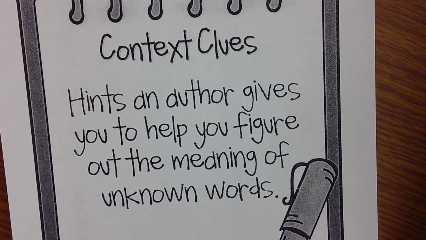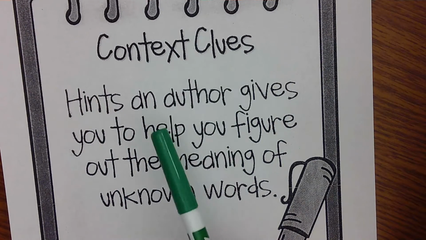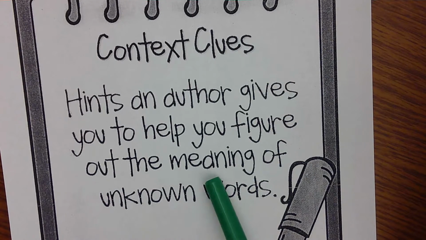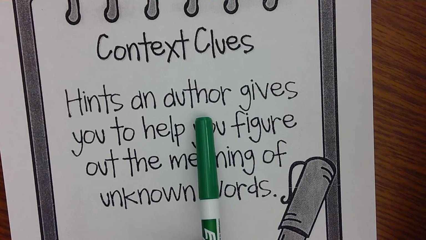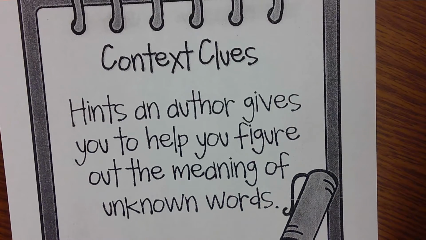So context clues are hints or clues that an author gives you to help you figure out the meaning of unknown words. So when you come to a word that you maybe can't read or you don't understand the meaning of it, you need to look for clues. Look for hints that the author puts in that sentence or passage to help you figure that hard or tricky word out. The author does this in some different ways.